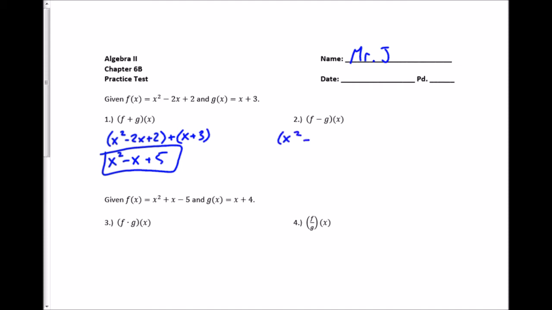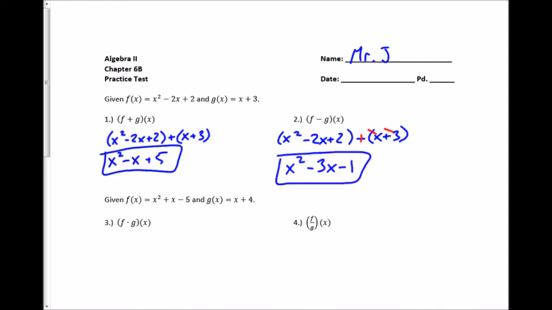In the second one, the notation here is just telling me to subtract these two functions. So I take the f function, which once again is this guy, and I subtract the g function. Keep in mind, we're subtracting this entire thing, which means I'm going to change this to adding the opposite and then combine like terms. So this time I get x squared, a minus 3x, and a minus 1. Okay? So again, it's all about just reading this notation.